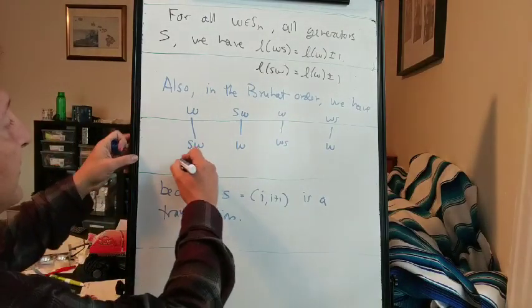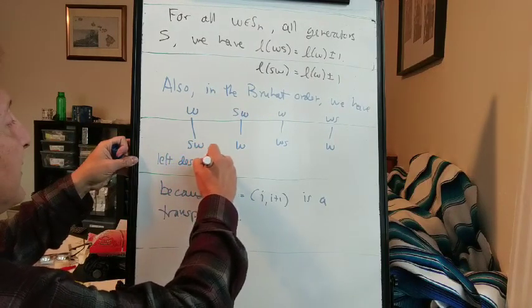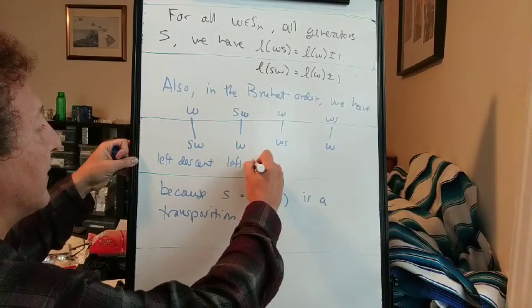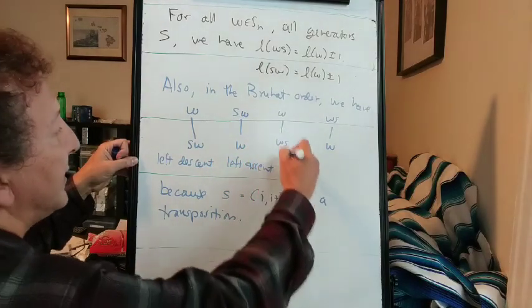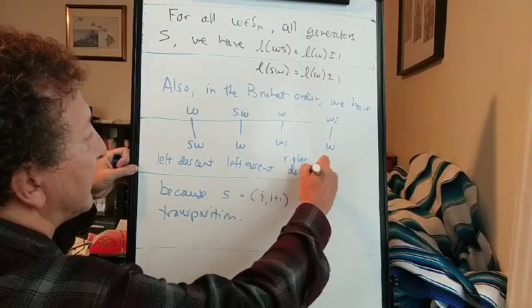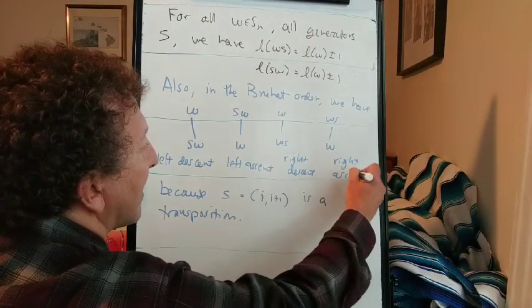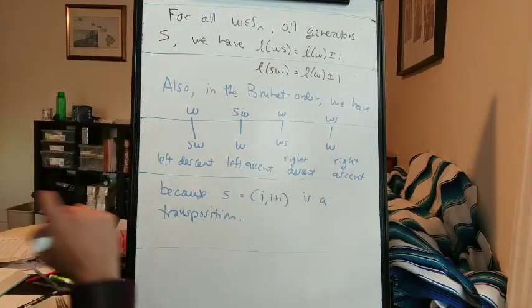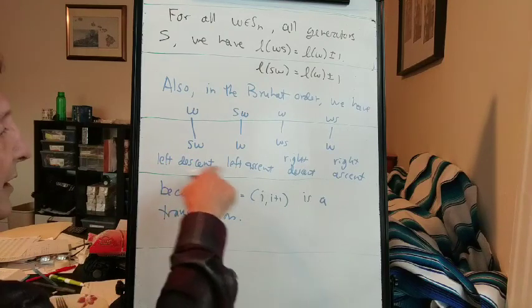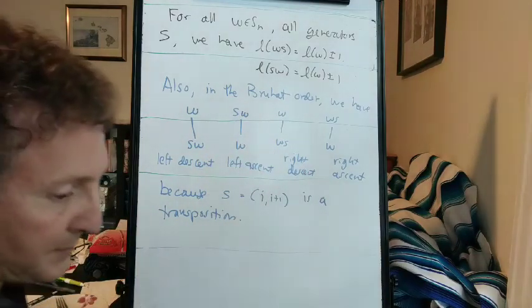So here we say S is a left descent of W, and here it's a left ascent. Here it's a right descent, and here it's a right ascent. It's a descent if multiplying by S makes you go down, and an ascent if multiplying by S makes you go up in the Bruhat order.